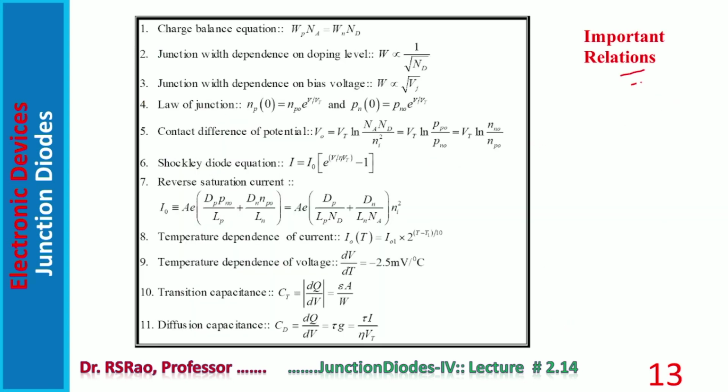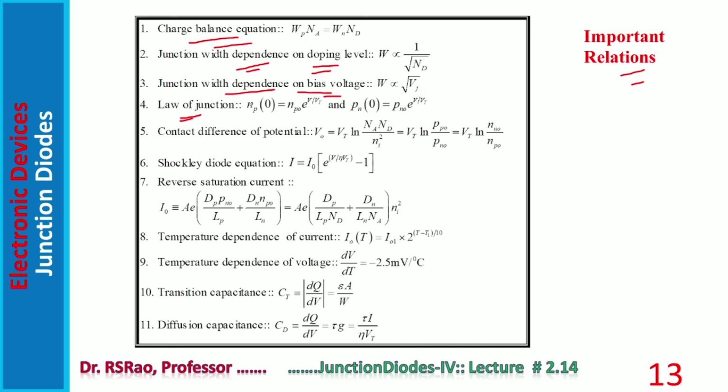Some important relations pertaining to diodes are given here. Let us go through them. Charge balance equation: the product W_P N_A is equal to W_N N_D. Junction width dependence on doping level: W is inversely proportional to the square root of N_D. Junction width dependence on bias voltage: W is proportional to the square root of V_j, the junction voltage.